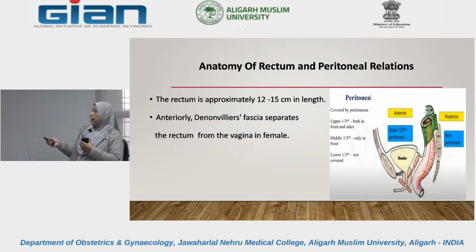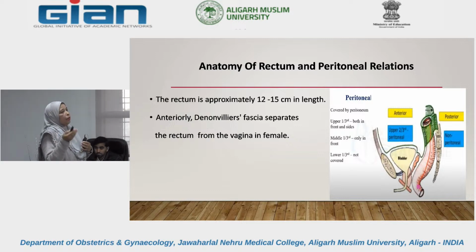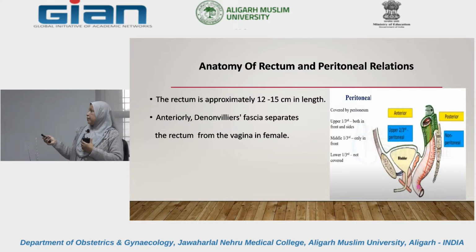Now coming to the anatomy of the rectum, it is around 15 centimeters in length, and we know that between the rectum and the vagina there is a fascia known as the Denonvilliers fascia, which separates the rectum from the vagina. The peritoneal relation is that the upper one-third of the rectum is covered by peritoneum both anteriorly and posteriorly, the middle third is covered by peritoneum only anteriorly, and the lower part is not covered by peritoneum.